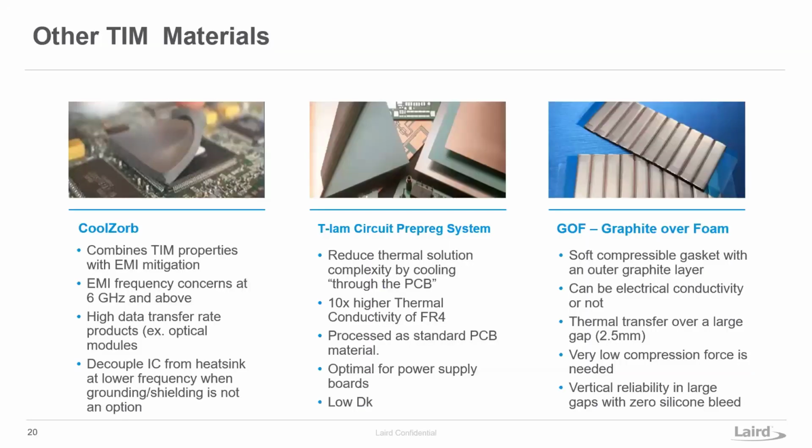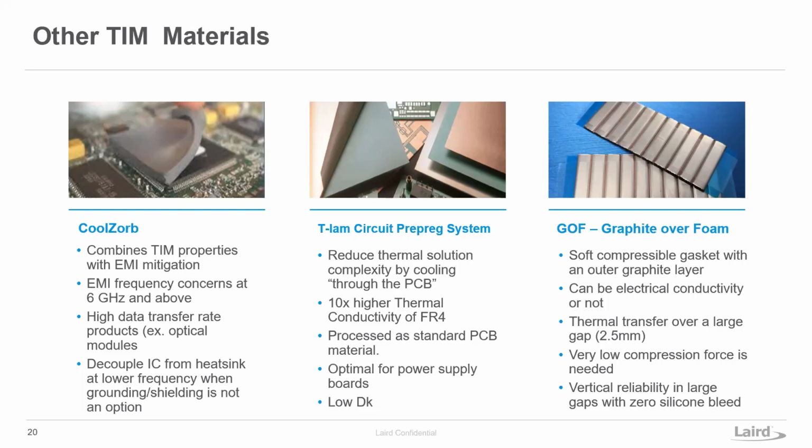All right, final slide is just some other materials that I want to touch on. We do have a CoolZorb line. This is an elastomeric product that can both be used as a thermal gasket and an EMI absorber. So it's a combination product, and we have a range of thermal conductivities and absorption characteristics that you could use in your applications.